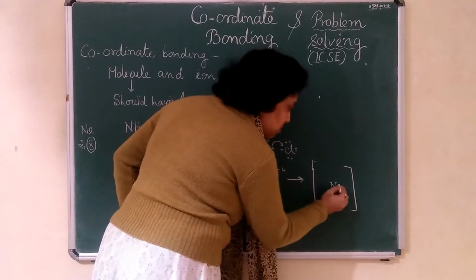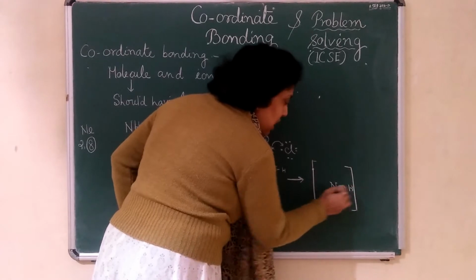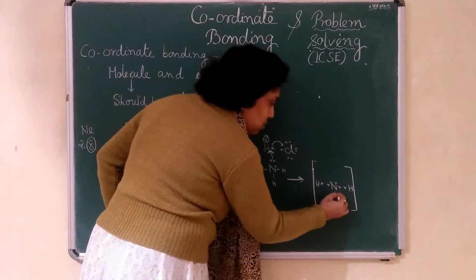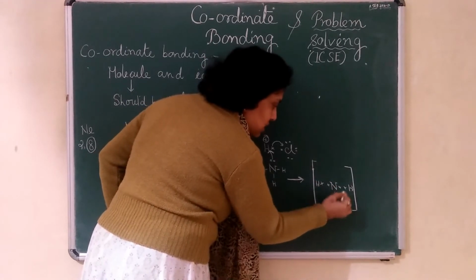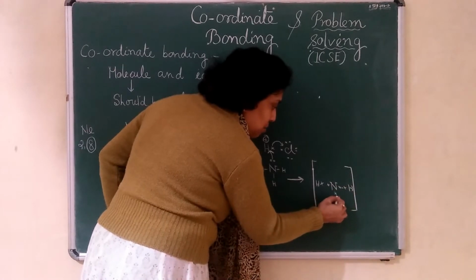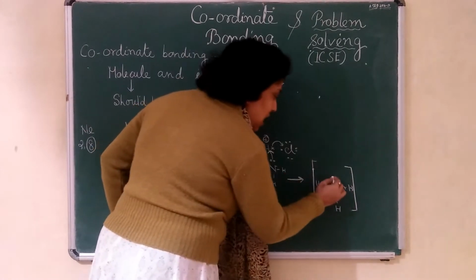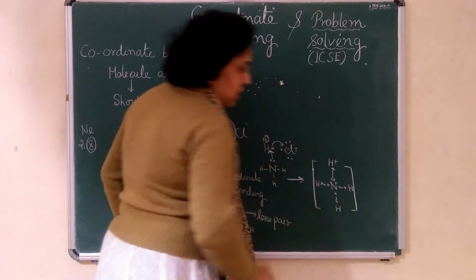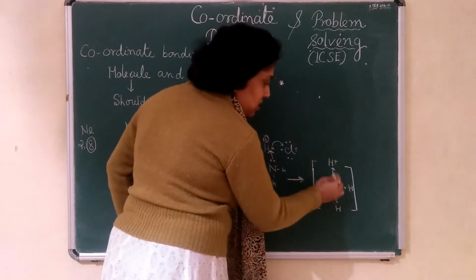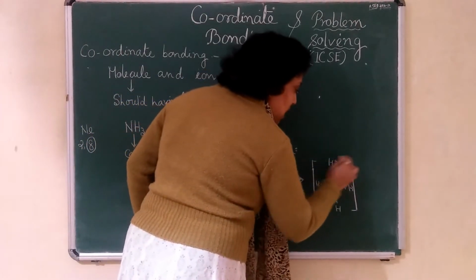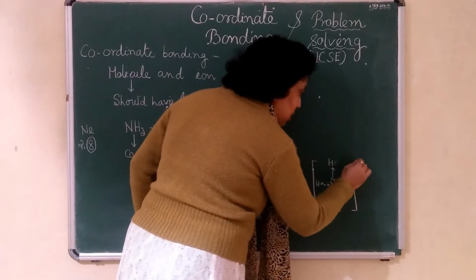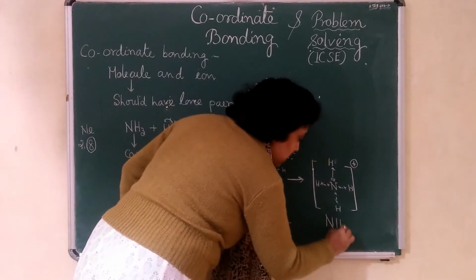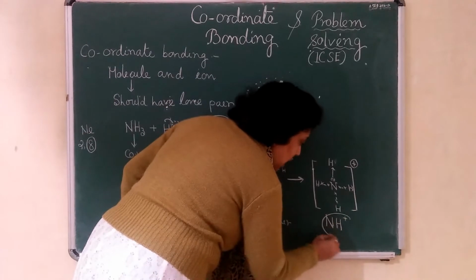So what will we draw? This is nitrogen, one electron from nitrogen, one electron from hydrogen. One electron from nitrogen, one electron from hydrogen. This is the electron dot structure I am showing. Then it is forming a bond. In between there is a bond. And this lone pair is given to H plus. And when it is donating, you can write the positive charge for the whole compound. So this way the ammonium ion is forming.